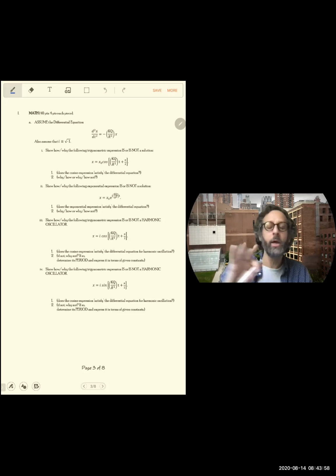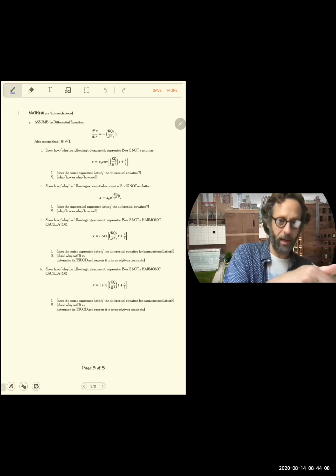You see, okay, anyway, so if you lost a point or two, and if I wrote like how or why, it's because I needed to see somehow. Don't just go in a circle and say it doesn't satisfy because it doesn't satisfy. The constants don't work out.